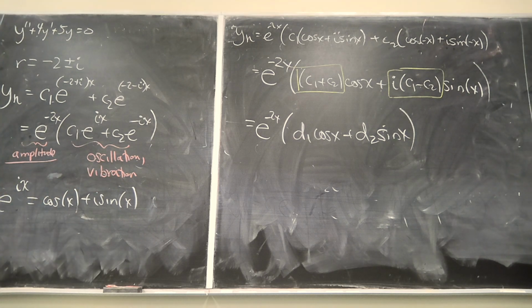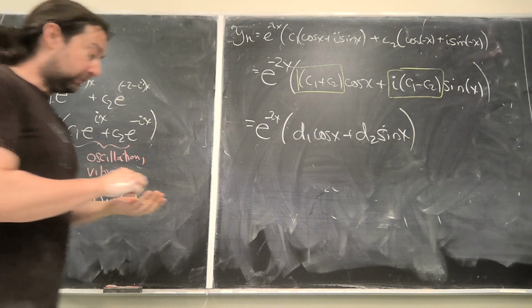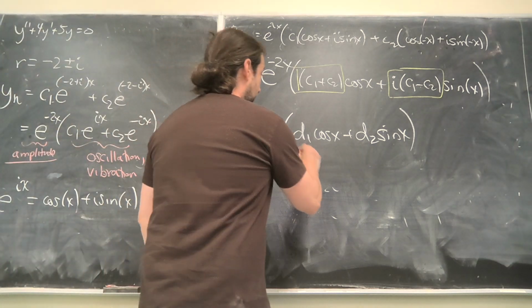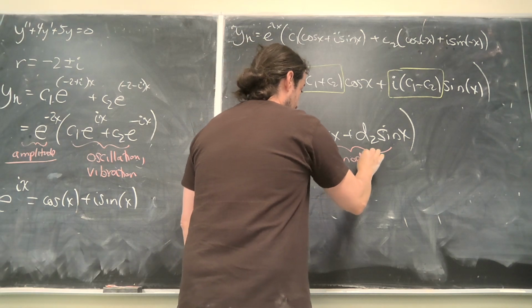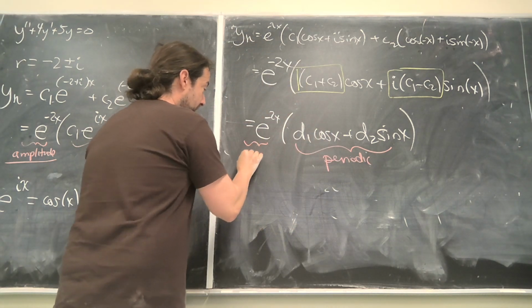And now we can really see that the solution is built out of an oscillating part, which is sort of a periodic part, and a part that is an amplitude section.